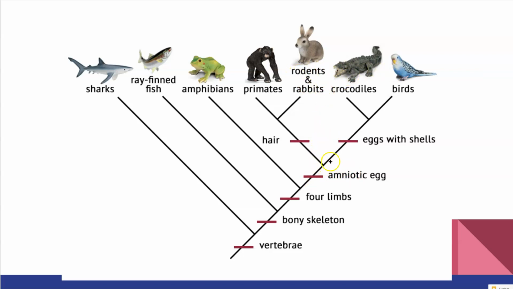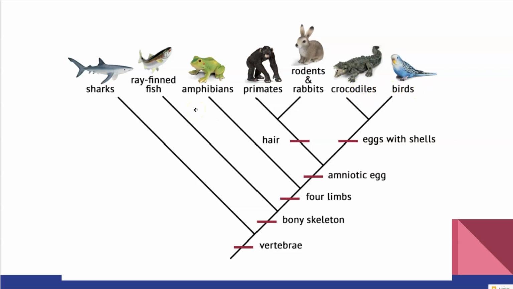As we continue to branch, if we're traveling up the tree, the next characteristic is eggs with shells. Crocodiles lay eggs, birds lay eggs, they both have shells, that's correct. But if I travel up this way, they have eggs, but the egg does not have a shell. The characteristic that splits them apart is that they have hair. Primates have hair, rabbits and rodents have hair. These guys do not have hair.